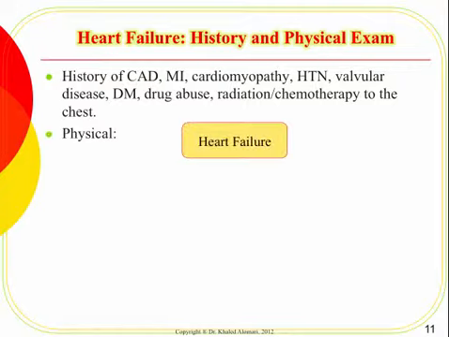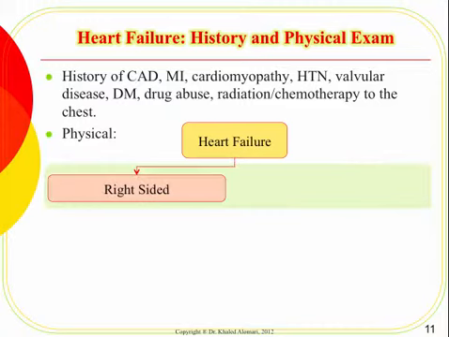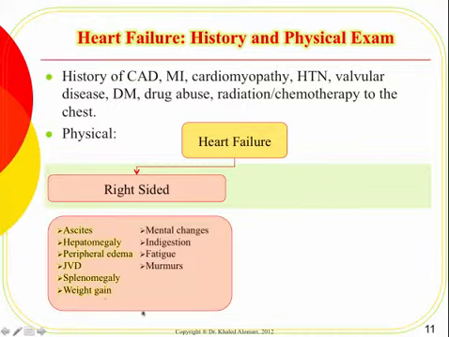Now, in physical examination, again, heart failure could be right-sided heart failure or left-sided heart failure. We say that right-sided heart failure mainly has to do with the peripheral increase or peripheral congestion. So the patient has ascites, which is basically abdominal edema, increase in the liver size, again because it's connected through the portal circulation to the right side of the heart, peripheral edema, JVD, splenoedema, and weight gain. Now, mental changes in digestion are also common, but these are what will really distinguish the right-sided heart failure.